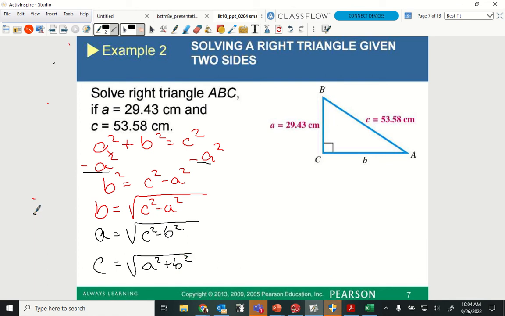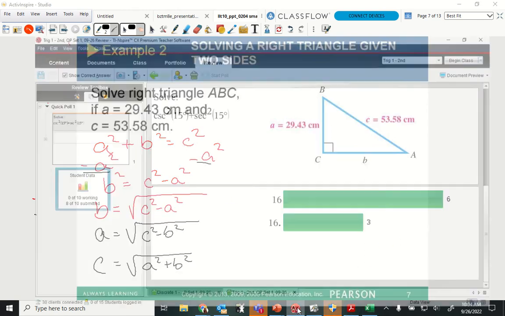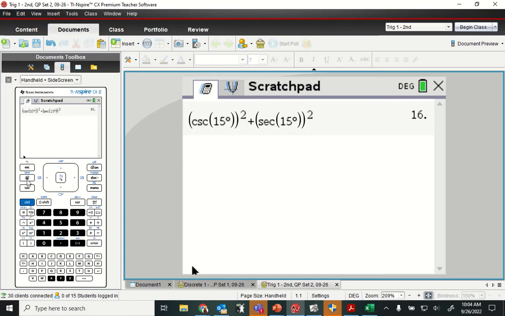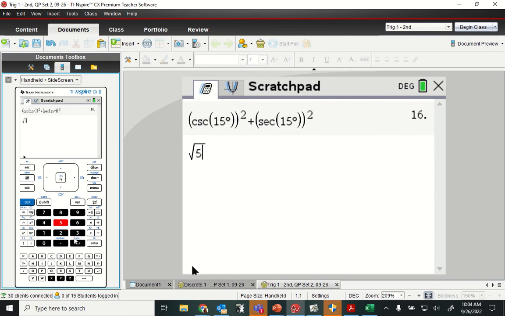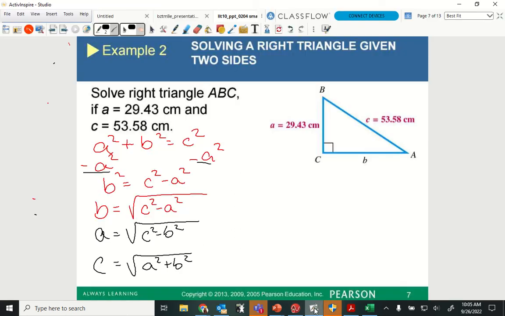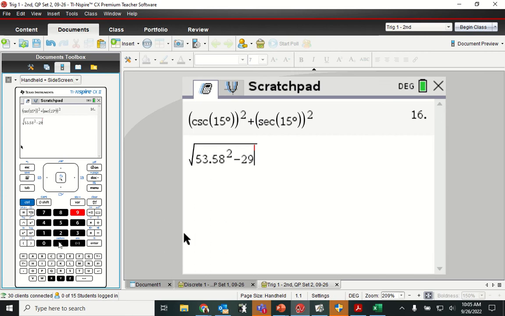All right, so let's go ahead and solve for b by plugging into the calculator. Hopefully you guys find this helpful because it's going to save you a lot of time and headaches whenever you're doing all the math manipulation. So it is the square root of 53.58 squared minus 29.43 squared.